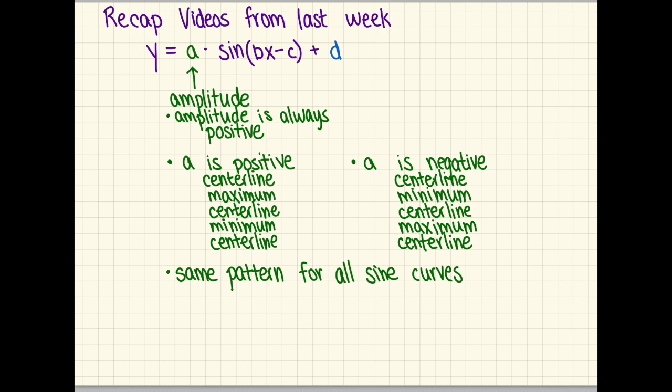If A is negative, it also starts at the center line, but then it goes to the minimum, the center line, the maximum, and the center line. So if A is positive or negative, it gives me direction, whereas amplitude is always positive. This is the same pattern for all sine curves.